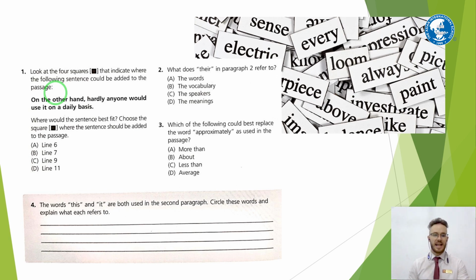Now, the words "this" and "it" are both used in the second paragraph. These are your reference, "this" and "it". Question 4 asks you to circle these words and explain what each refers to. So "this" relates to the word funnel, and "it" relates to the word funnel as well.